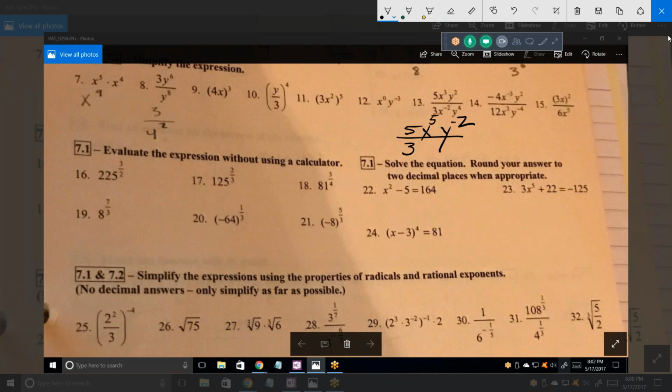Okay? That's what I got when I did the math. Right. But if I want all my answers to have positive exponents, then I got to move that y to the other side, changing the exponent to positive 2. Okay. Cool. Like you understand that. You got all those others correct. Yep. All right. Cool.